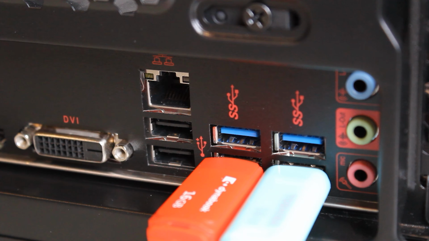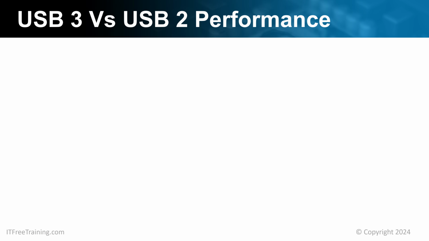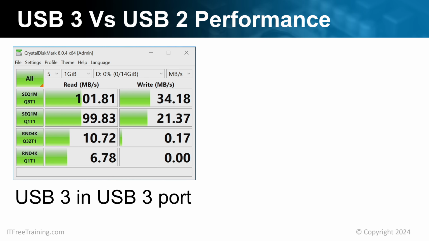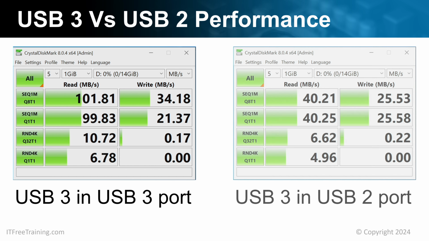However, you will get reduced performance. To understand how your performance may be reduced, I ran some performance tests. The first test was with the USB 3 thumb drive in a USB 3 port. The next test was the USB 3 thumb drive in a USB 2 port. You will notice read performance was about half the speed. Write speed is affected, but not as much.